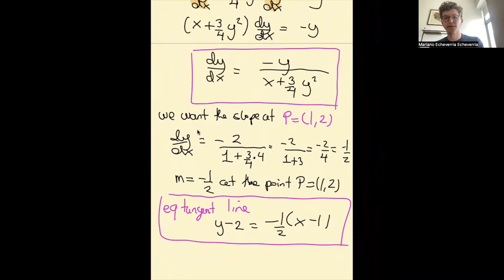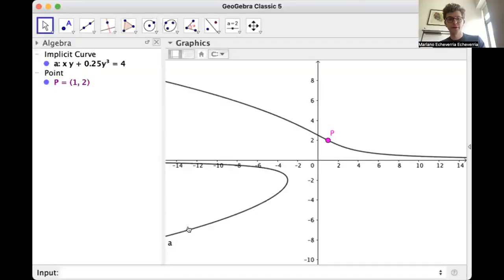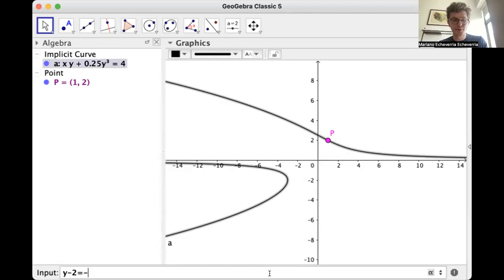Well, let me give you a second to copy this and I'll show you in GeoGebra how this looks. So if we go back to GeoGebra, this was the equation of the curve, and this is the point (1, 2). I'm saying that the equation of the tangent line should be y minus 2 equals minus 1/2, which is minus 0.5, times x minus 1.